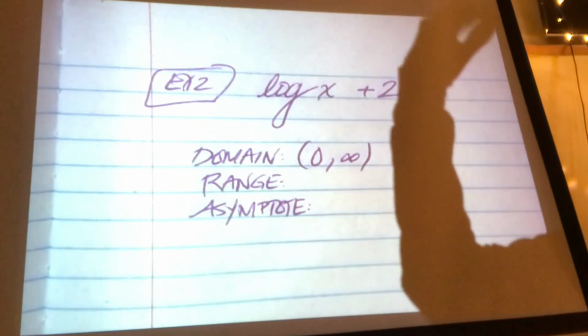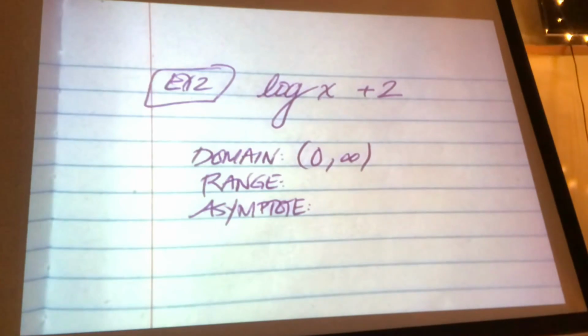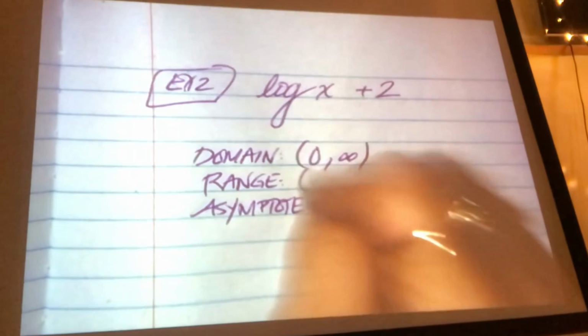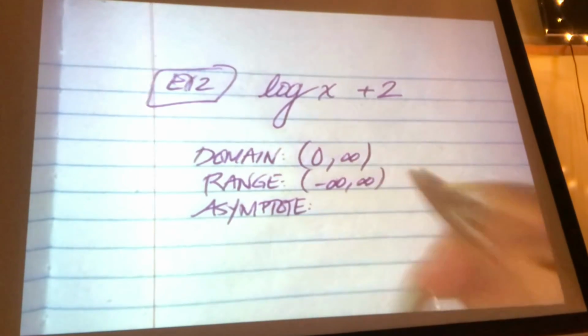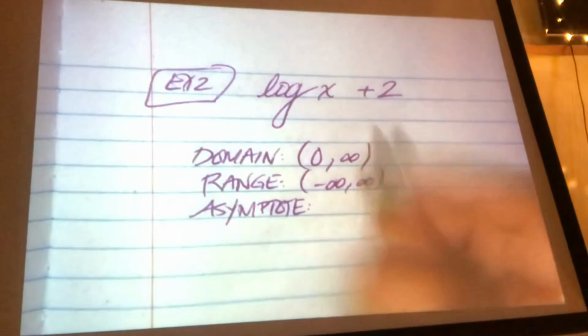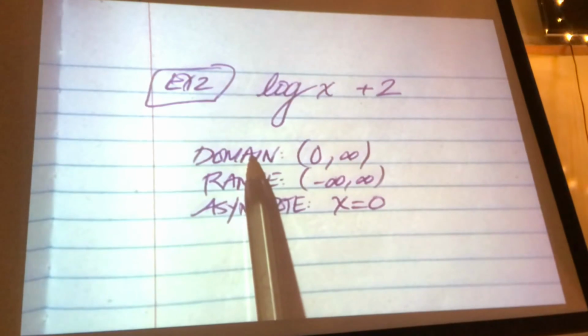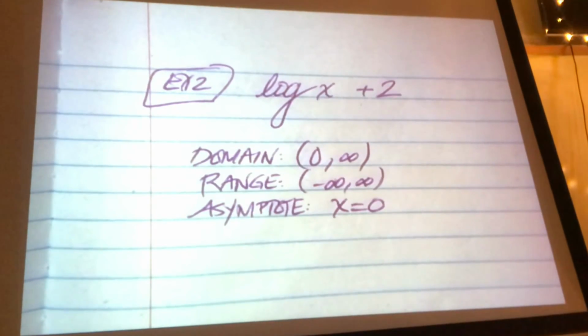Yes, it moved up and down, but there's still arrows on both ends. So does the range change? No. What is the range? It's still negative infinity to infinity. What's the asymptote? It's still 0. How come that didn't change? Because your domain did not change. So why would it change?